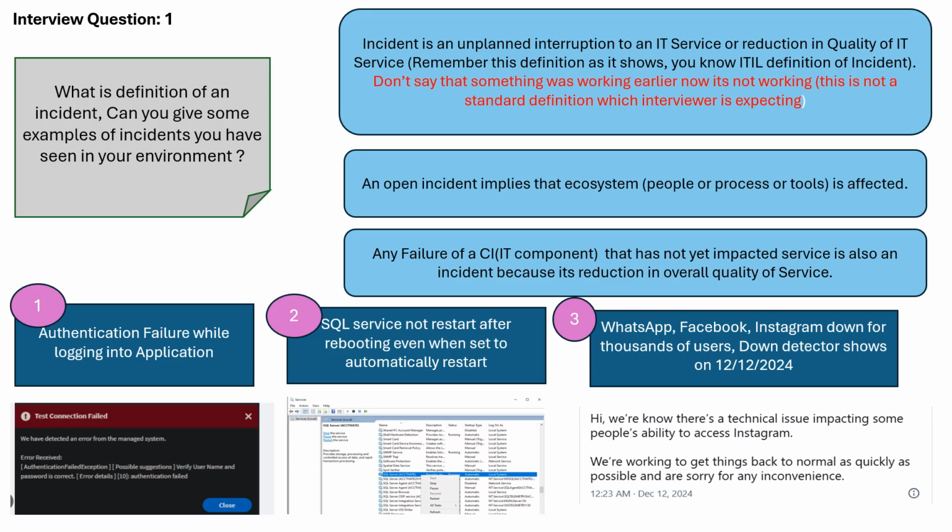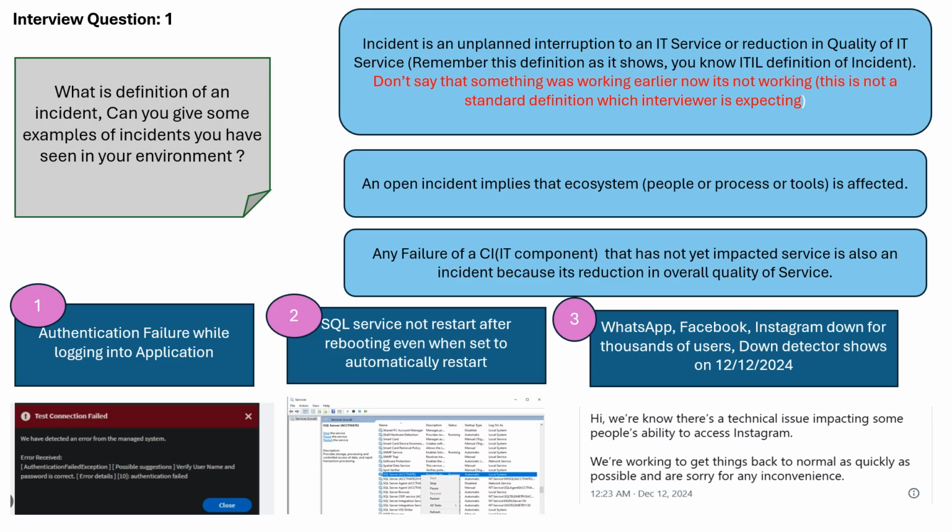Since they are talking about incidents, you have to give simple examples. You don't need to talk about root cause and other things, because the question here is what an incident is. So you have to just put in simple language what an incident is and what an example of an incident is. Let's say authentication failure is an incident. If any service is not getting restarted after rebooting, that is again an incident, if you want to quote this example.